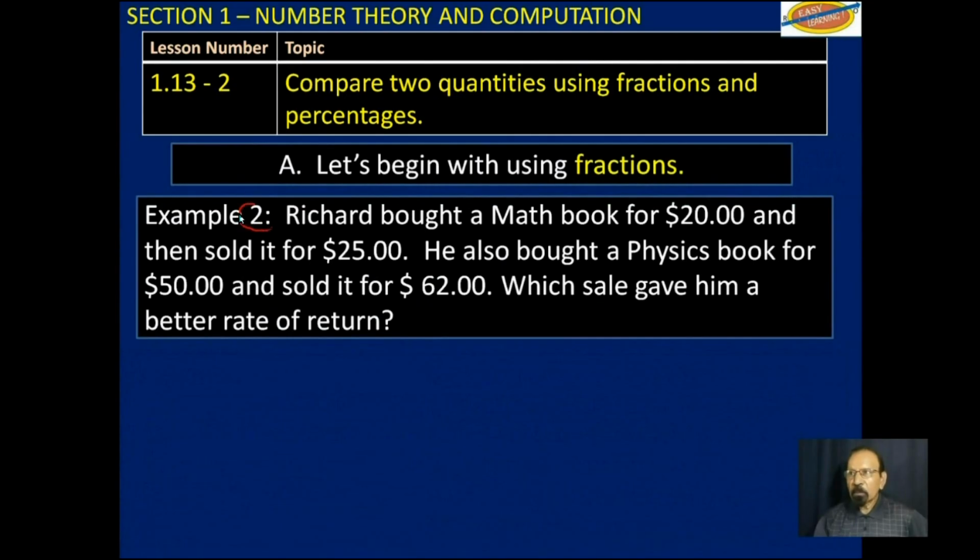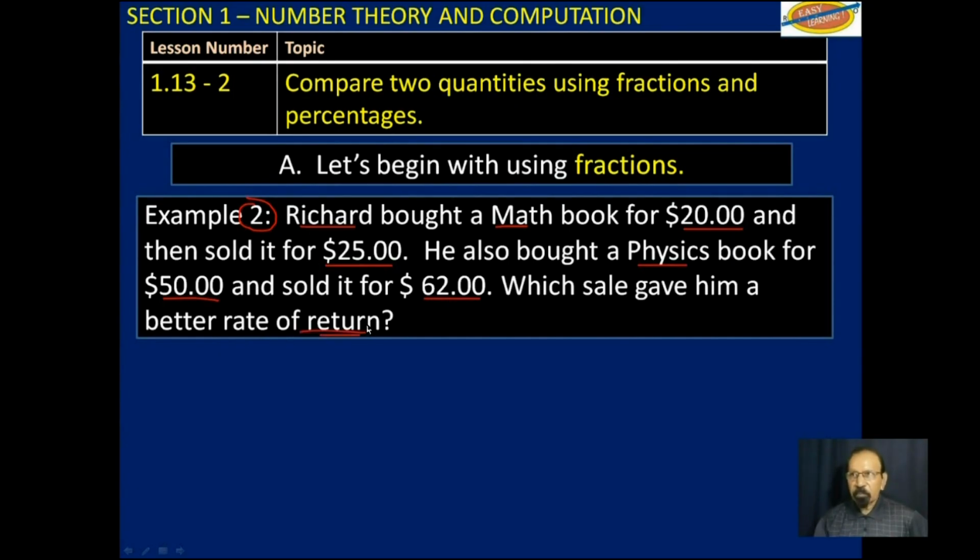Example 2. Richard bought a math textbook for $20 and sold it for $25. He also bought a physics book for $50 and sold it for $62. Which sale gave him a better rate of return?